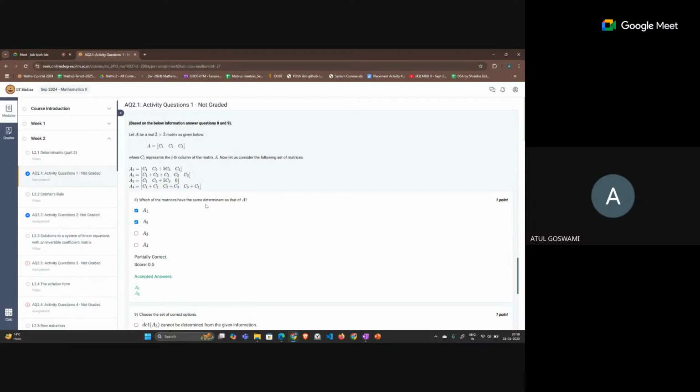Okay, so the way I'm trying to put it is, A1 is zero only because of C2 plus 5 C2, right? C2 plus 5 C2, right? No, no, not zero. Why are you thinking it is zero?